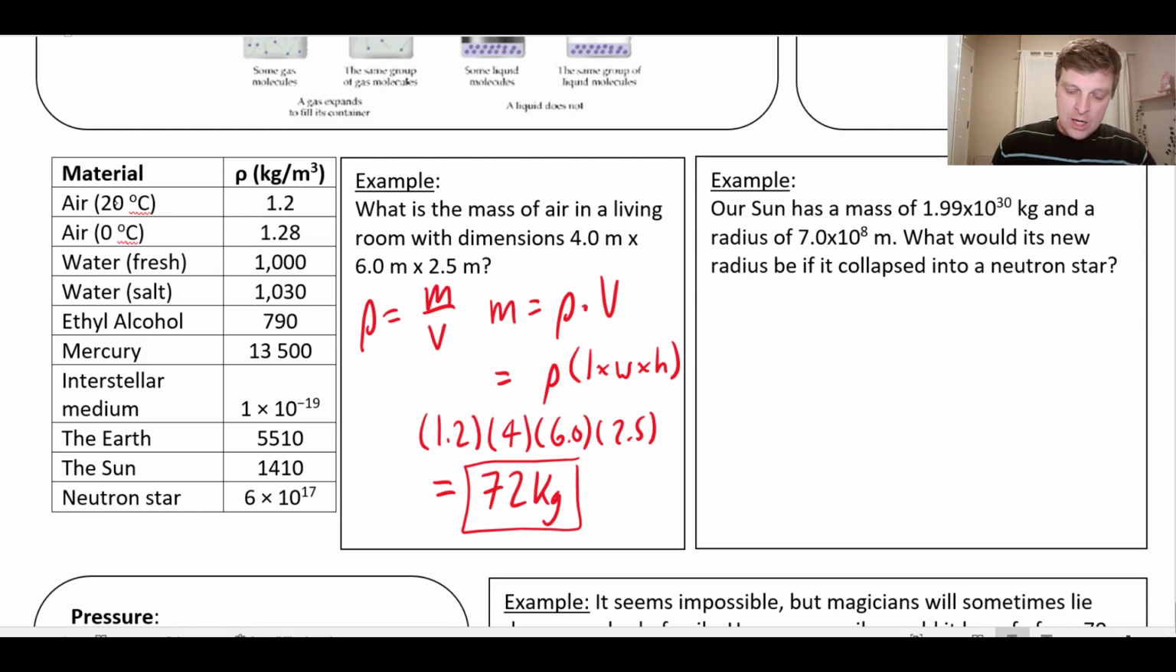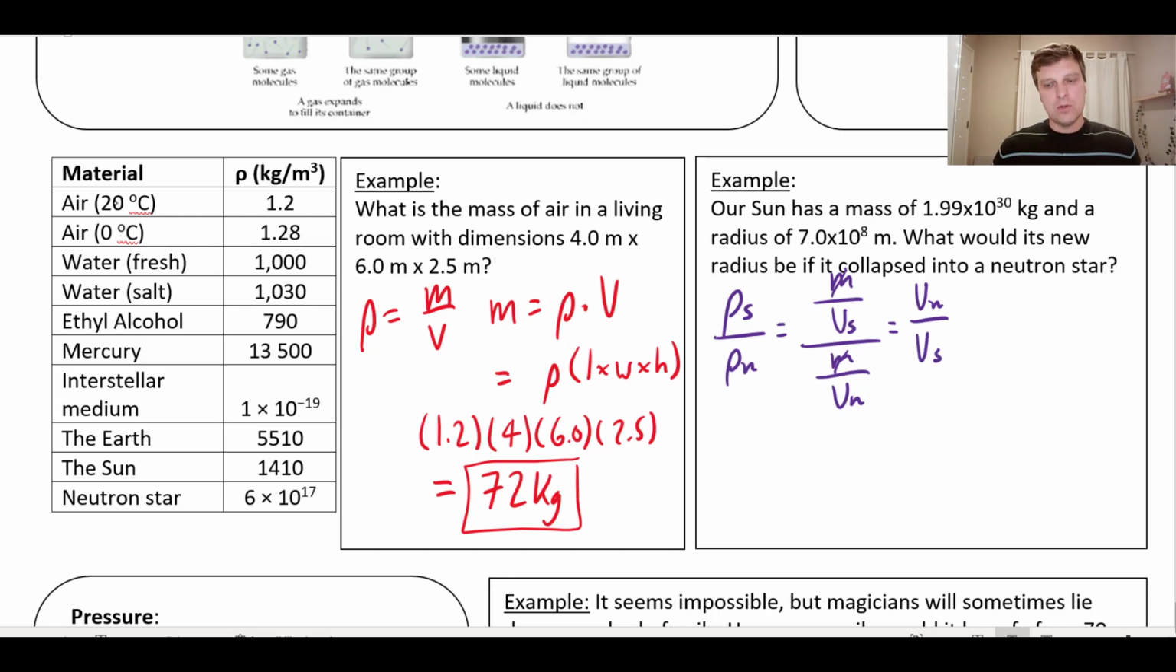Well, one way to do this is we could figure this out in terms of ratios. We could figure it out proportionally. So I could say the ratio of the density of the sun to the neutron star is going to equal the mass of the sun divided by the volume of the sun over the mass of the neutron star divided by the volume of the neutron star. Now recognize that these two masses are going to be the same because they're going to stay constant, and so this whole thing would just equal the volume of the neutron star divided by the volume of the sun, because I'm dealing with those reciprocals.